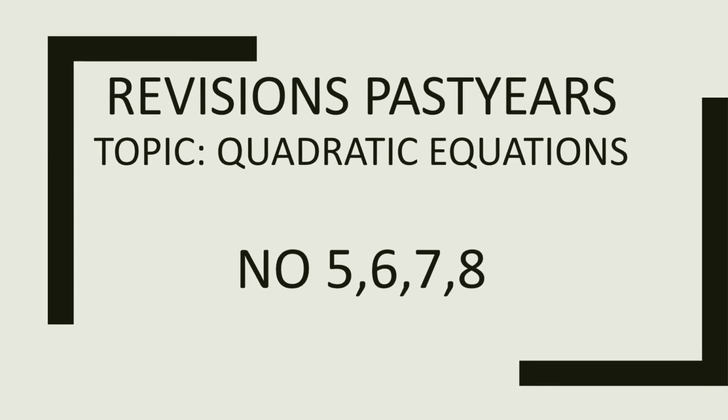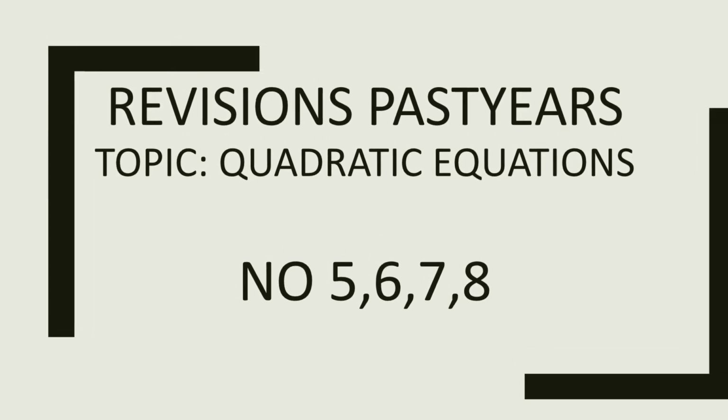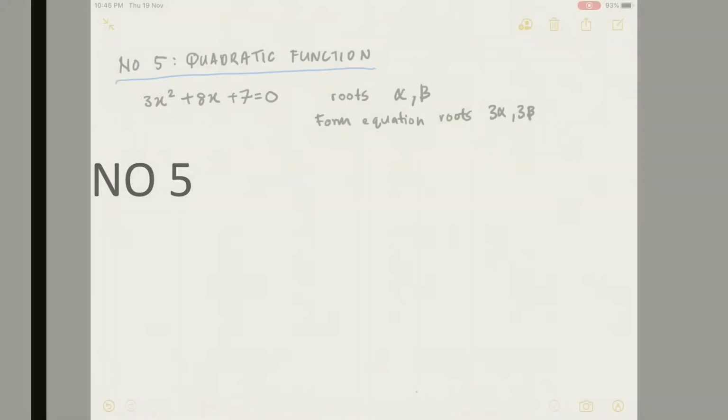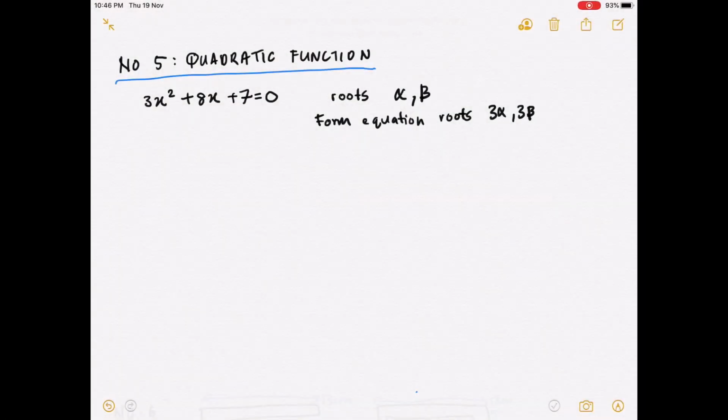Okay, revision past years, quadratic equation number 5, 6, 7, 8. Nombor 5. Given that the quadratic equation 3x squared plus 8x plus 7 equal to 0 has roots alpha and beta. Form a quadratic equation with the roots of 3 alpha and 3 beta.